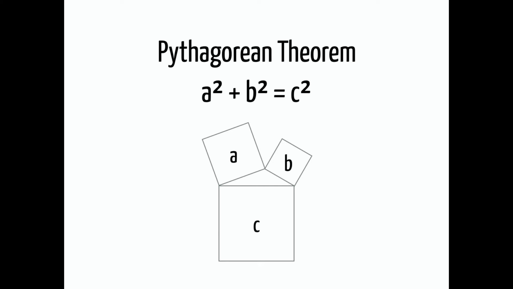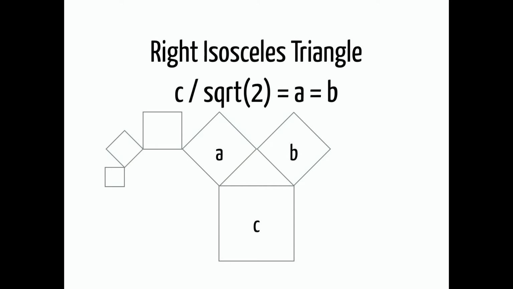This one is based on the Pythagorean theorem, which basically says that a squared plus b squared equals c squared. This just means the square of the side c is the same as the squares of the sides a and b combined. So in the end, you have the triangle in the middle. Now if we were to say that the triangle in the middle is a right isosceles triangle, we can actually use a trigonometric trick to calculate this. So we can just say that c divided by the square root of 2 equals a equals b.